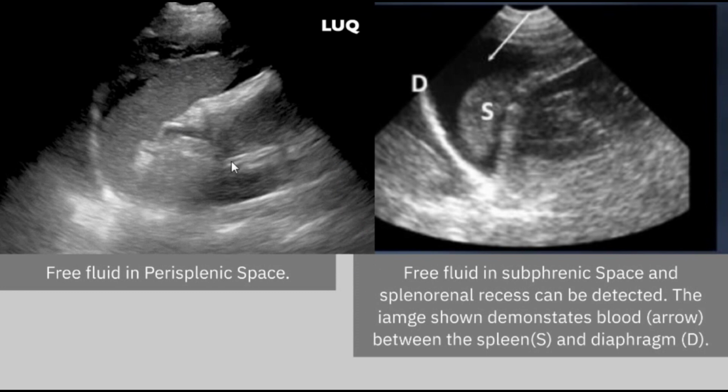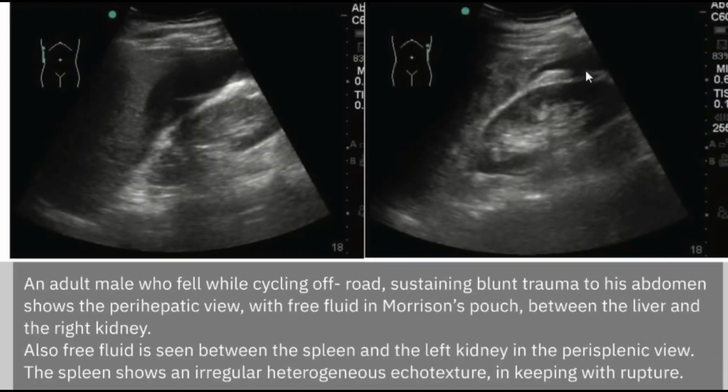Or between the spleen and the left kidney, we can see that there is a free fluid around it. Again, there's a free fluid between the spleen and the diaphragm, right? And it also helps us to see if there's any pleural effusion or fluid in the paracolic gutter. We have to assess that in all traumatic patients.